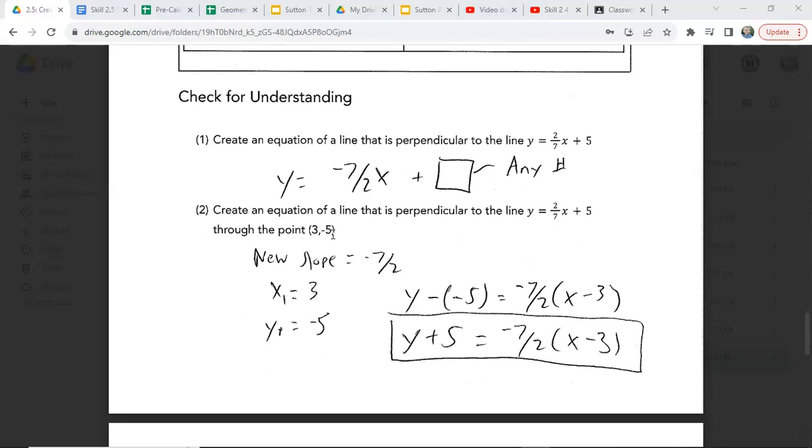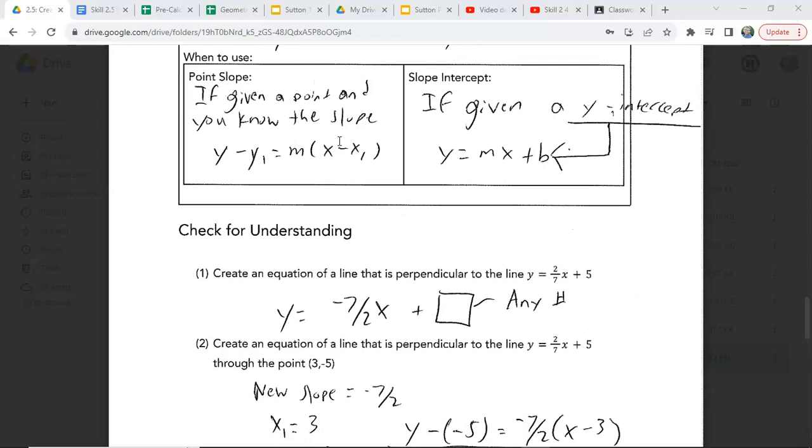Create an equation of a line that is perpendicular to the line y equals 2/7 x plus 5. So our new slope is going to be -7/2. But this time it needs to specifically go through this point (3, -5). So given a slope and a point, we want to use point-slope form here.